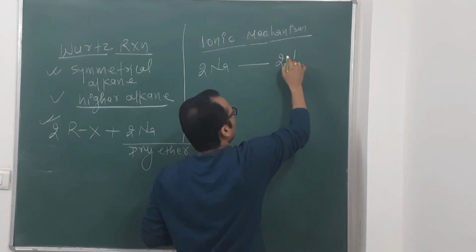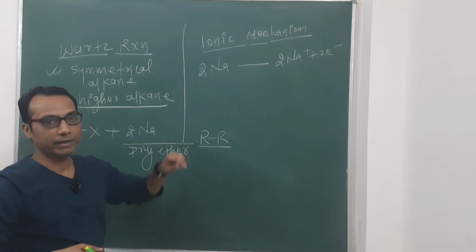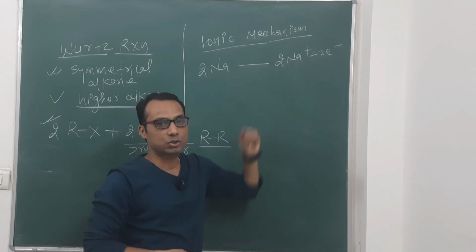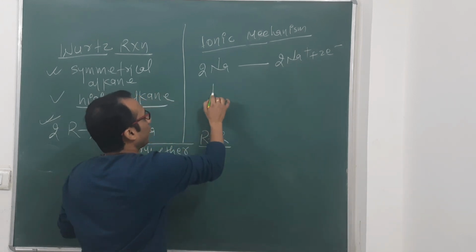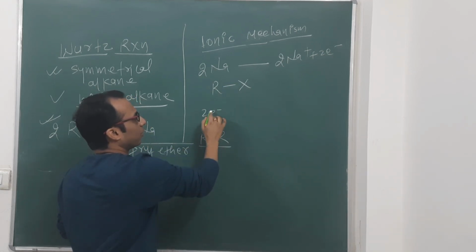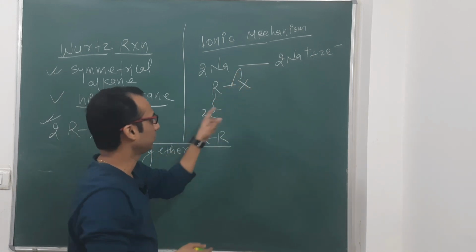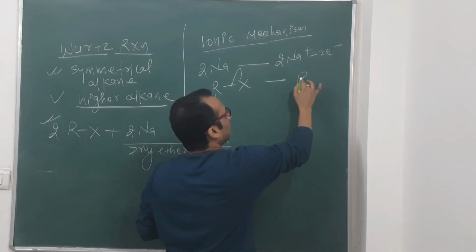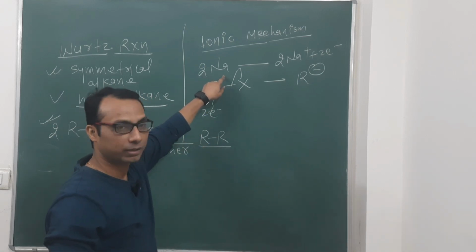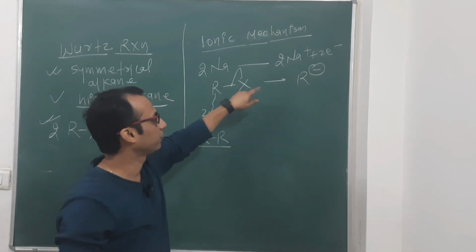What will form? 2 moles of Na plus and 2 electrons. The sodium metal will oxidize, all metals will oxidize. So 2 Na plus and 2 electrons. Now, when we take RX, the 2 electrons are supplied to the alkyl group, so that X becomes a better leaving group, and it will form R negative. Understood, students? First, sodium is oxidized, and second, RX forms R negative.